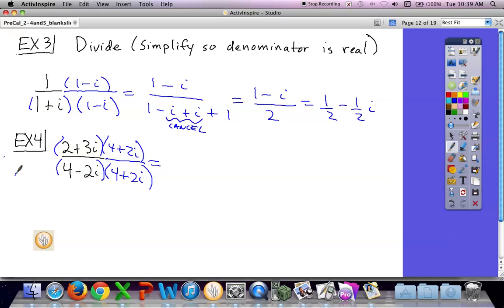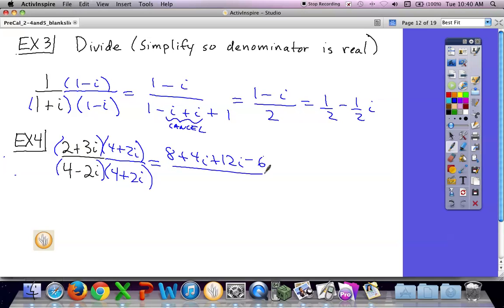In the numerator, we're going to have 2 times 4 is 8. 2 times 2i is 4i. 4 times 3i is 12i. And 3i times 2i, 6i squared, which is negative 6.